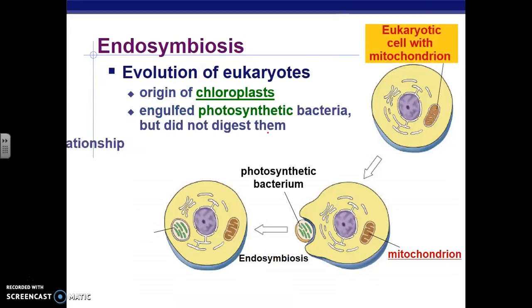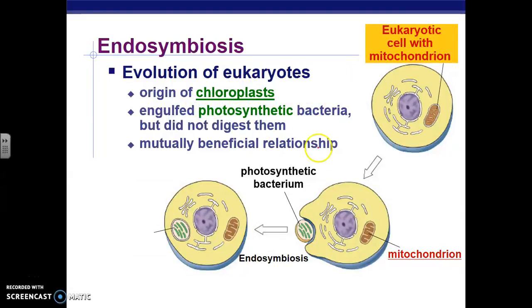It's also believed that this happened with chloroplasts, that chloroplasts were once free-living photosynthetic bacteria, and that a cell with a mitochondria engulfed it. And that this relationship between the now eukaryotic cell and the photosynthetic bacterium that was engulfed was beneficial. Therefore, it stayed in the population.